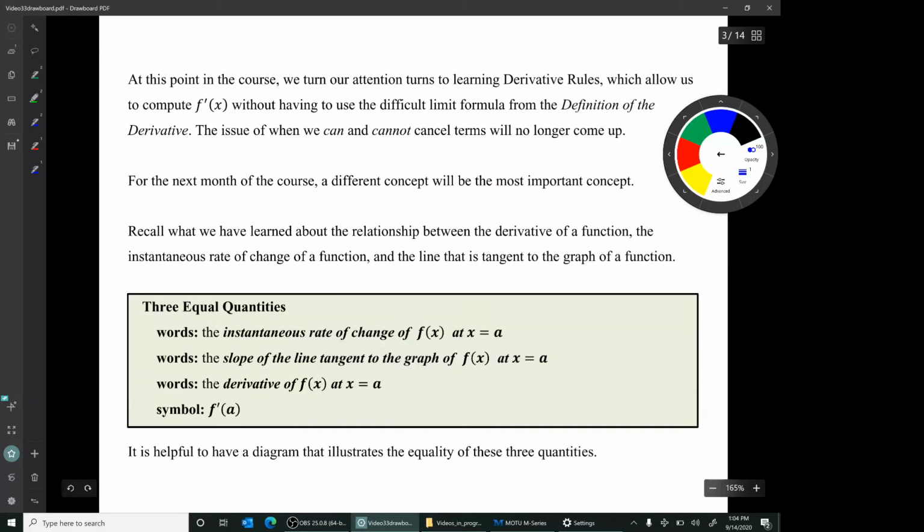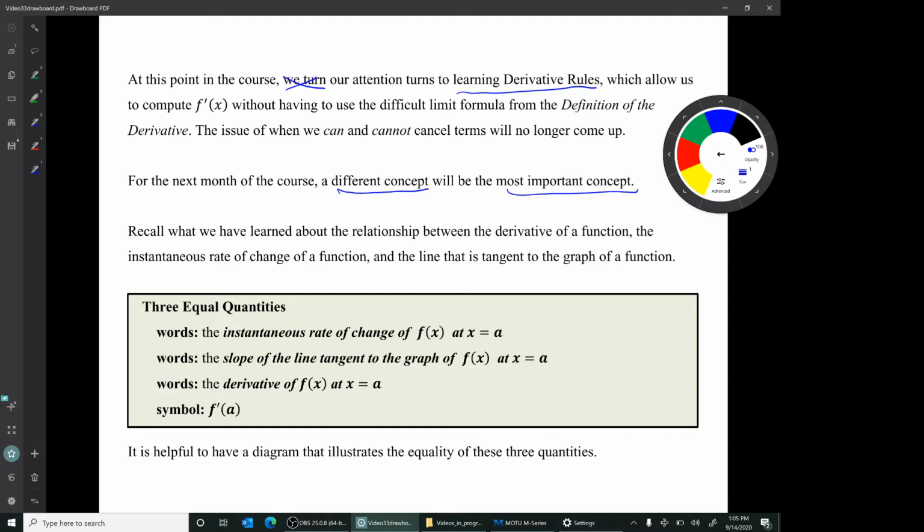At this point in the course, though, our attention turns to learning derivative rules, which allow us to compute f prime without having to use the difficult limit formula from that definition of the derivative. The issue of when we can and cannot cancel terms will no longer come up. For the next month of the course, a different concept will be the most important concept.